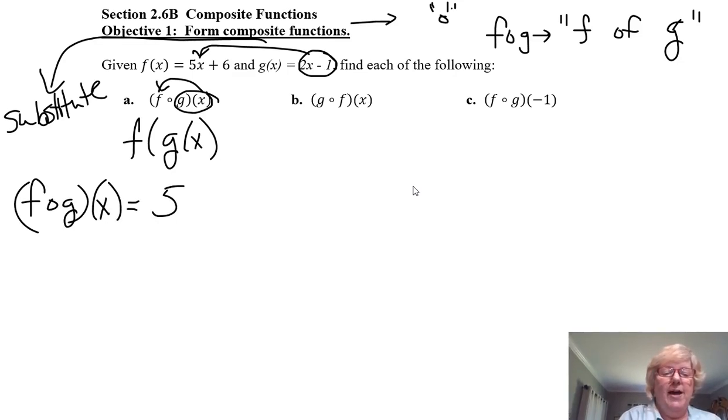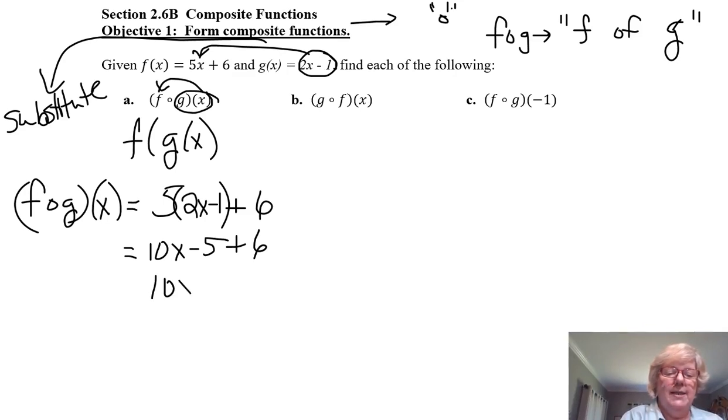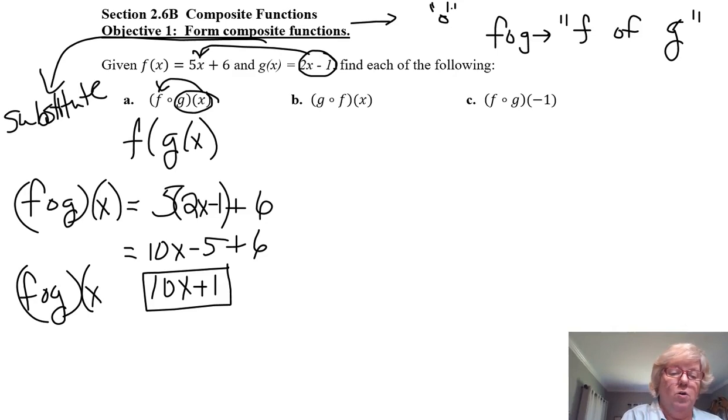I take the 5x plus 6, but I don't want the x there. I'm going to substitute in 2x minus 1. So I will distribute, get 10x minus 5 plus 6, which gives me 10x plus 1. That would be the final answer for composition of these functions, or the composite function.